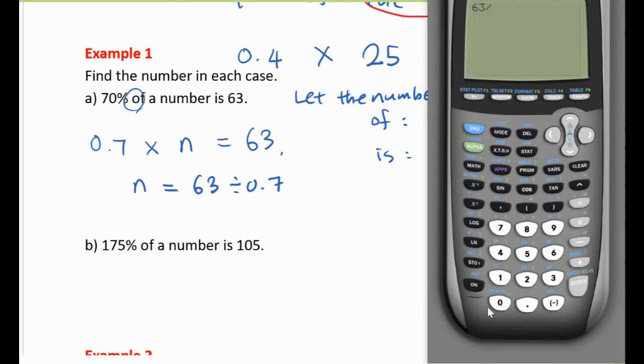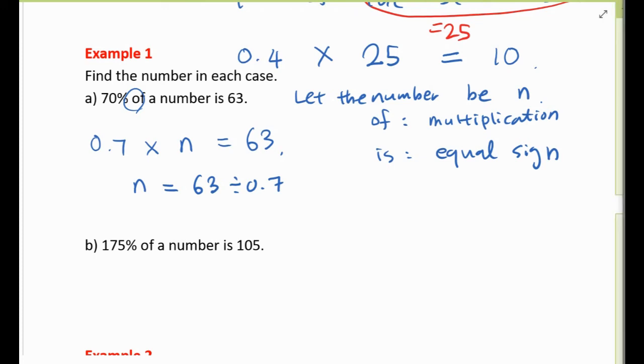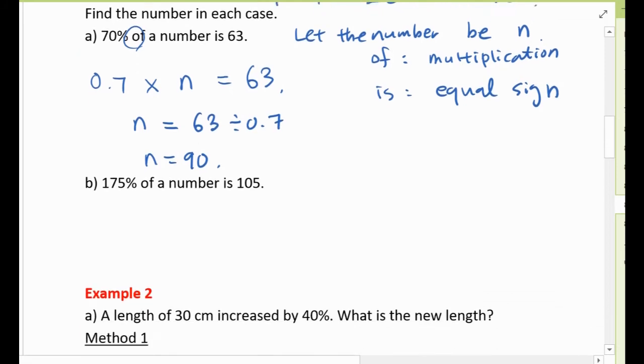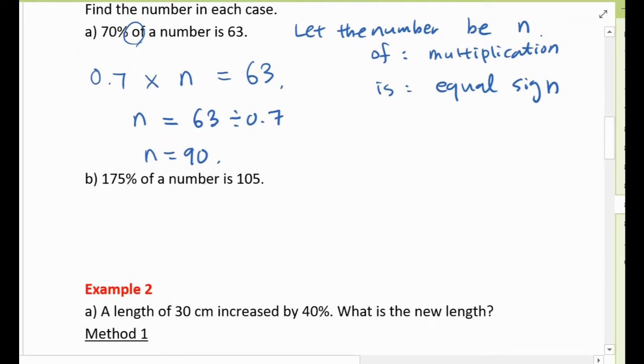63 divided by 0.7, that is 90. So the answer, n is 90. Okay, so 175% of a number. So we're going to let the number be n. So 175% is 1.75. So remember everyone, to change the percent to a decimal number, you move 2 decimal places. So 1.75 times n is equal sign 105.